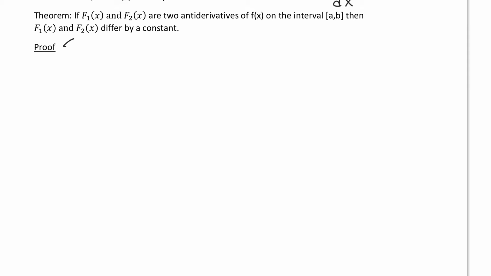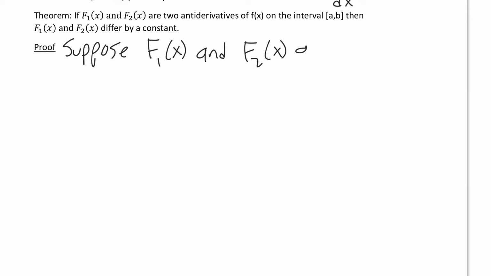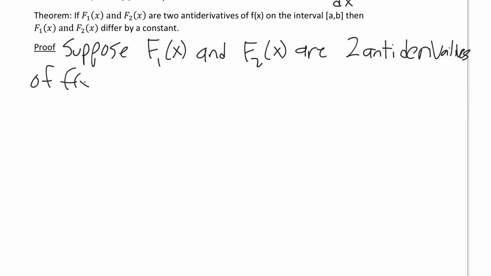So we're going to suppose f1 of x and f2 of x are two antiderivatives of f of x, and we're going to let g of x equal f1 of x minus f2 of x.